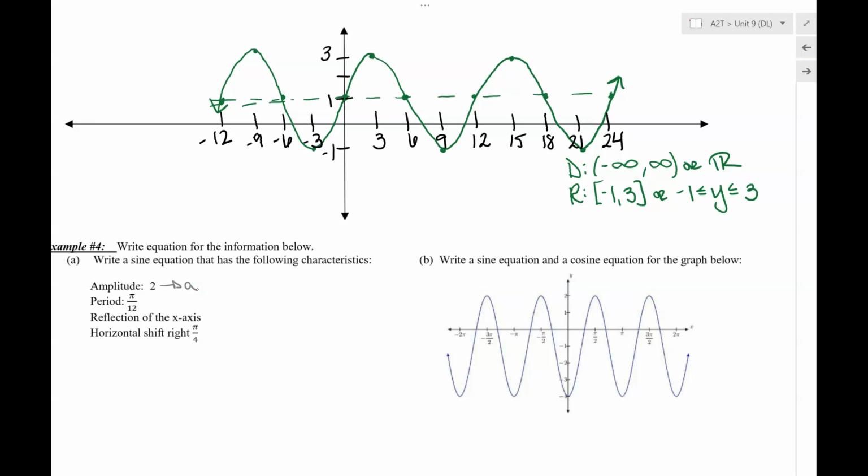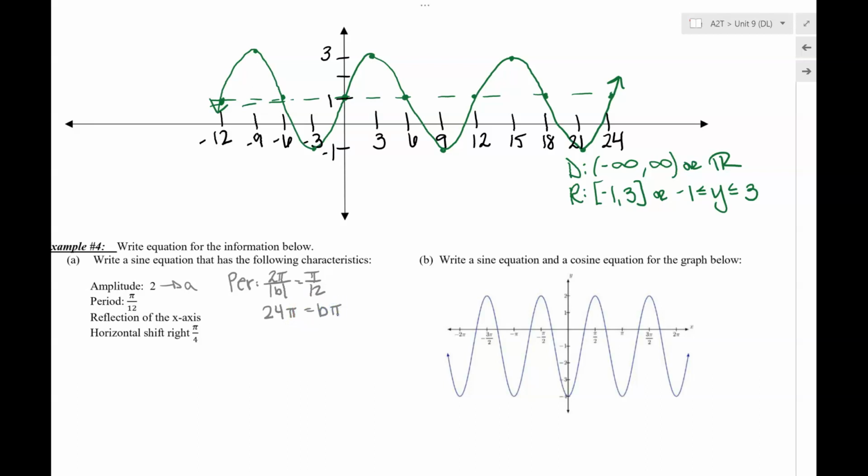The period is the thing that sort of trips us up sometimes. We know that the period for sine is found by 2 pi over the absolute value of b. Well, we're told that the period is pi over 12. What is b? Some of you might be able to see it. Some of you might not. Okay, so cross multiply. We get 24 pi is equal to b times pi.